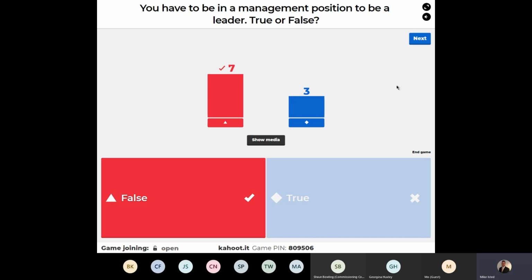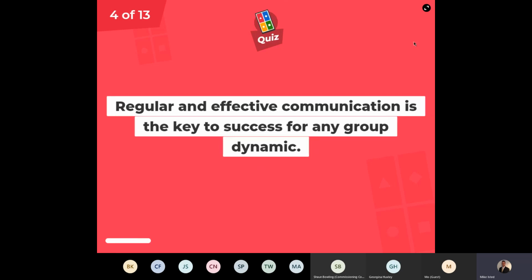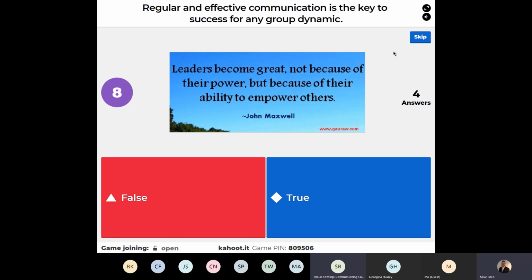And the best examples of people that you've worked for that have been line managers are inspirational or aspirational in your working lives and in your home lives, have been a great manager and a great leader merged into one solution. Next question. Here we go. Question 4. Regular and effective communication is the key to success for any group dynamic. True or false? True.